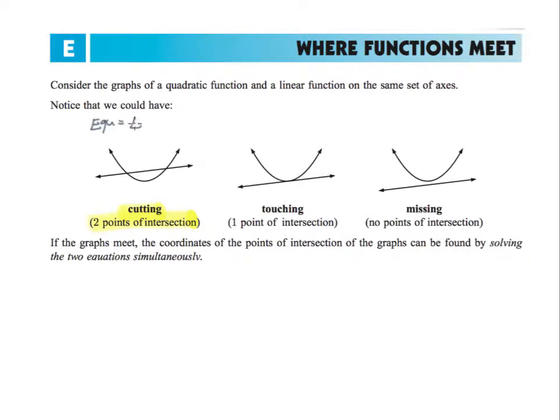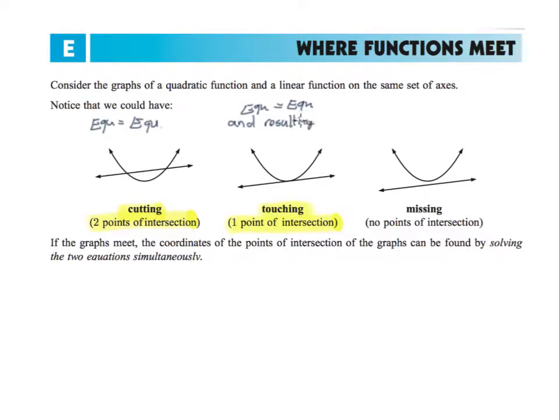To figure that out, we'll just set the quadratic equation equal to the linear equation and solve for x. We should get two answers. Touches is where they only have one point of intersection. We do this the same way. We're going to set the quadratic equation equal to the linear equation and solve. We should only get one answer.